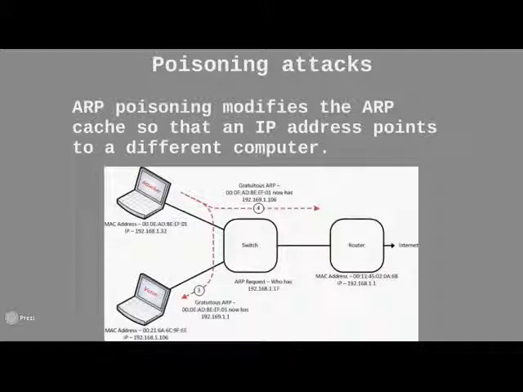An attacker in an ARP poisoning attack modifies the MAC address in the ARP cache so that the corresponding IP address in the ARP cache then points to a totally different computer. This is known as ARP poisoning.